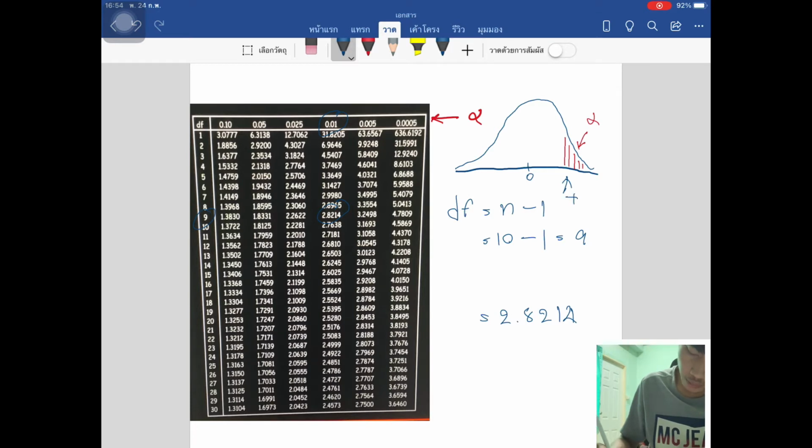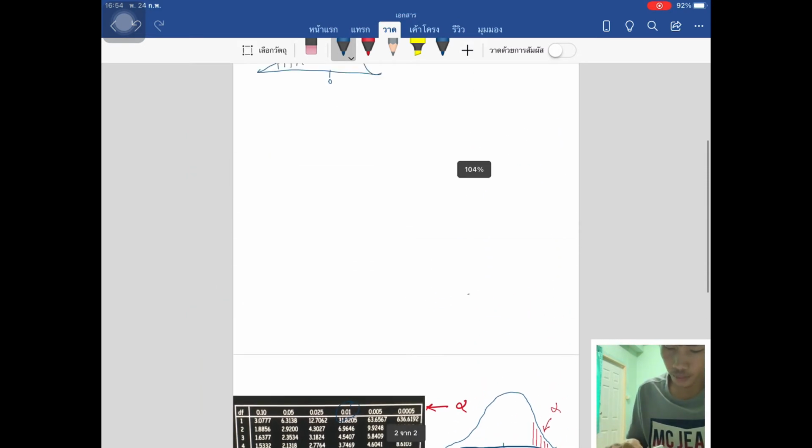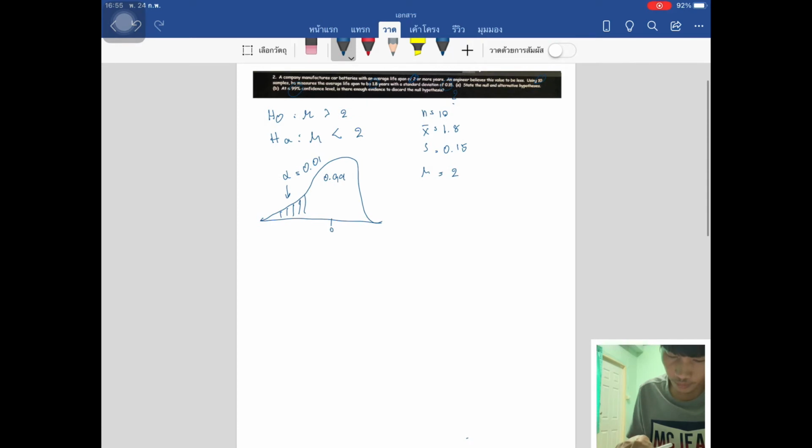Alpha plus 2.82 minus alpha minus 2.82, alpha minus minus 2.82.